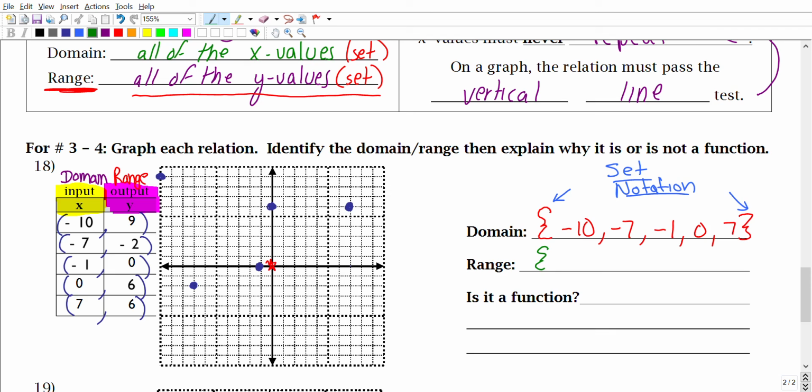So the range values, let's see, what's the smallest one? We have a -2, because that's the only negative there. The next one I see is 0. Now, the next one, actually, we have a repeat. So we have a repeat in my range values. Keep that in mind. So I actually don't have to rewrite it twice. I'm just going to write it once. And then finally, I'm going to end with my 9.